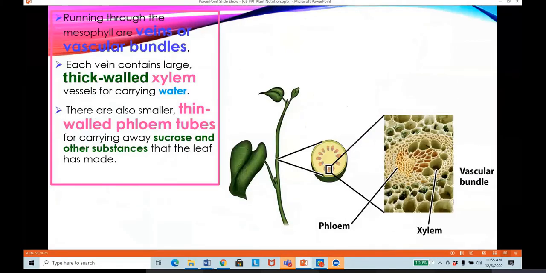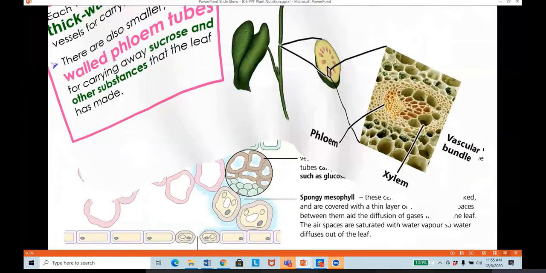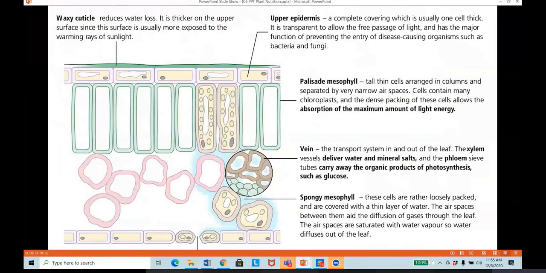Now let's move on. These are about the functions of the xylem and the phloem. Now here is the detailed description about each and every layer and about the function. Can someone read out the waxy cuticle first? May I? Yes, please. Waxy cuticle reduces water loss. It is thicker on the upper surface since this surface is usually more exposed to the warming rays of sunlight. Excellent.